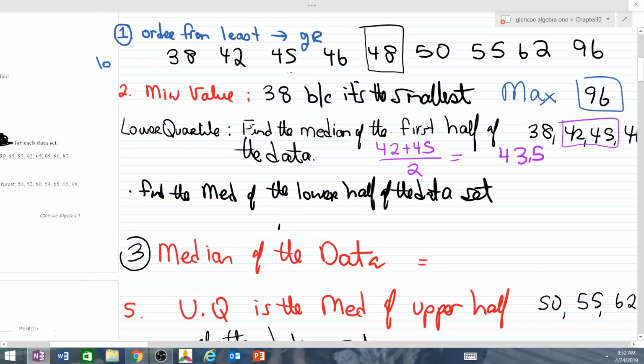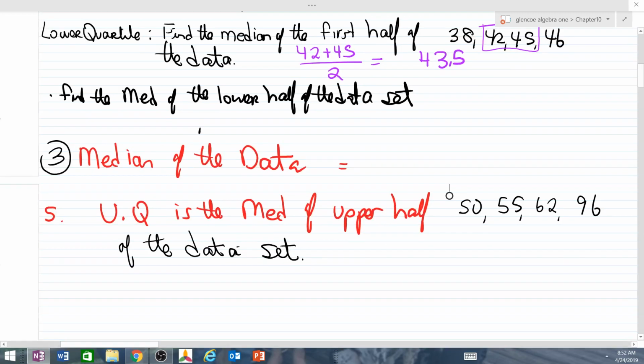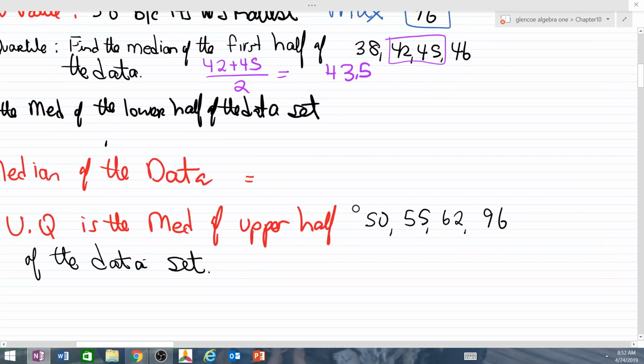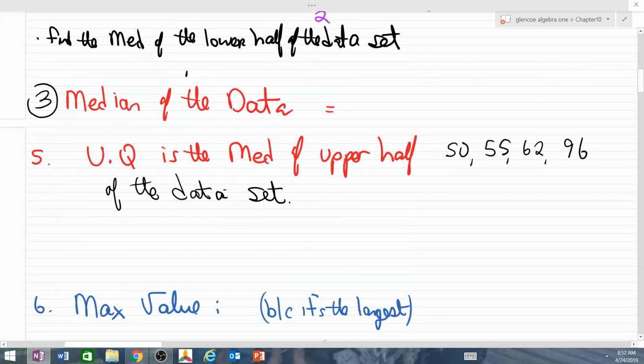Now we want to find the upper quartile. Are you with me? Yes? How do you think we're going to find the upper quartile? It's going to be the median of the upper half of the data. So it's going to be the median of what? 55 plus 62 divided by 2, which gives you what? 58.5?